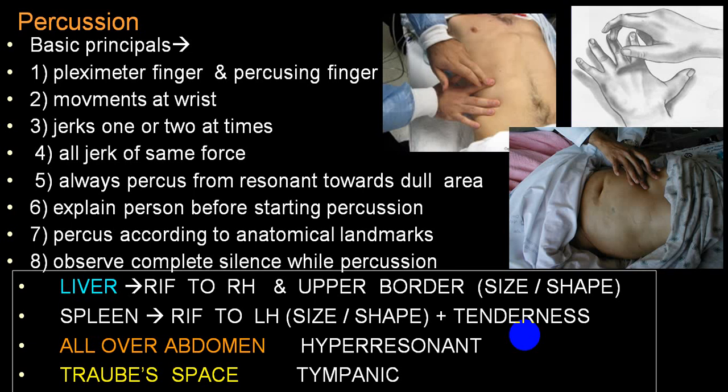Now, another principle you have to keep in mind: always percuss from a non-tender area, and the last area should be the tender area, or where you get a pain, or where the person is complaining of pain in that particular region. So always percuss the tender area last. Percuss in all the four quadrants. By and large, we utilize the four quadrants or nine quadrants. So you percuss in all the nine quadrants or in all the four quadrants. That is right upper, right lower, left lower.